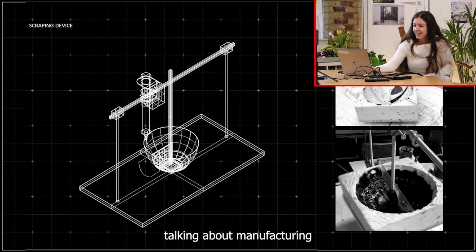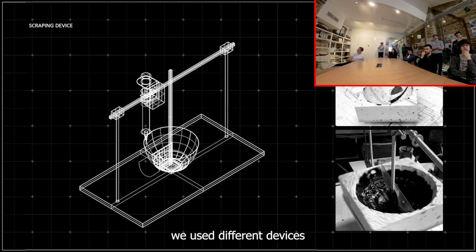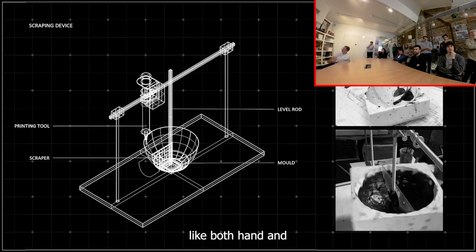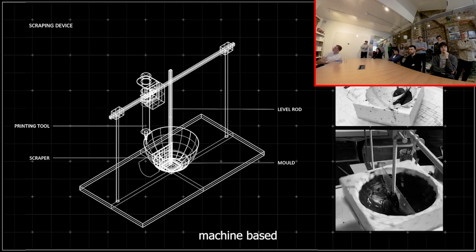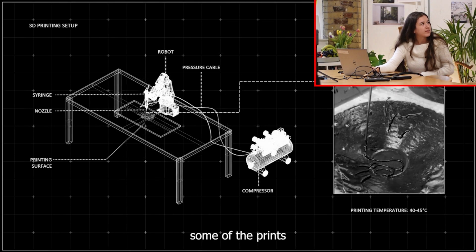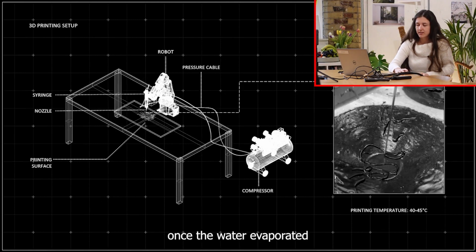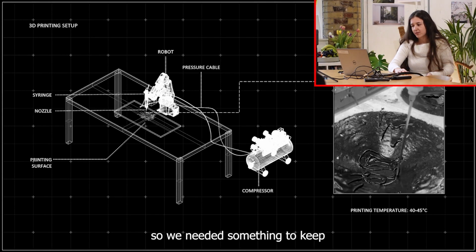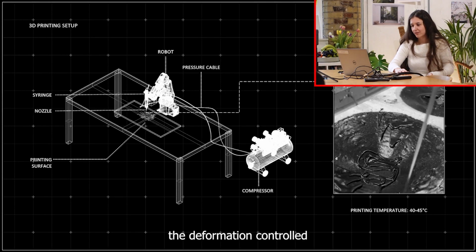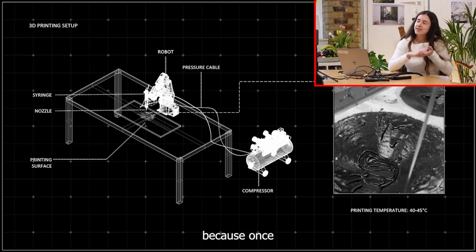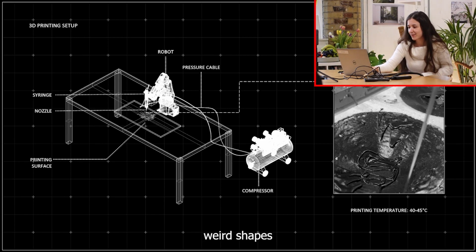Talking about manufacturing, we used different devices, from scraping to printing, both hand and machine based. Here you can see some of the prints, because the bioplastic, once the water evaporated, it deformed. So we needed something to keep the deformation controlled, because once it deforms uncontrollably, we couldn't mount it together, as it will be weird shapes.